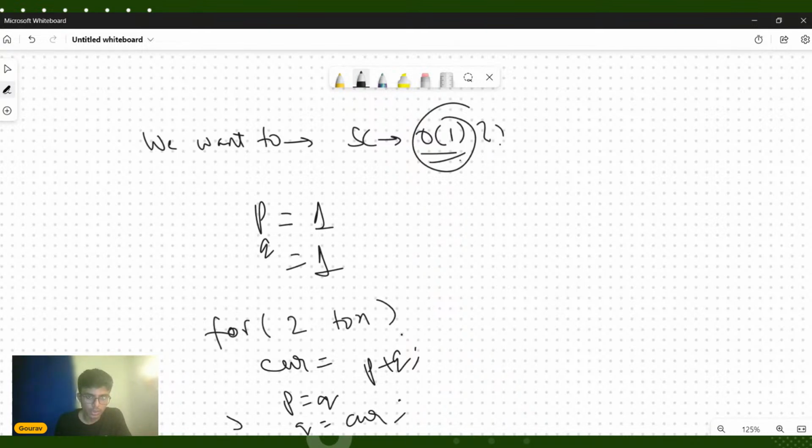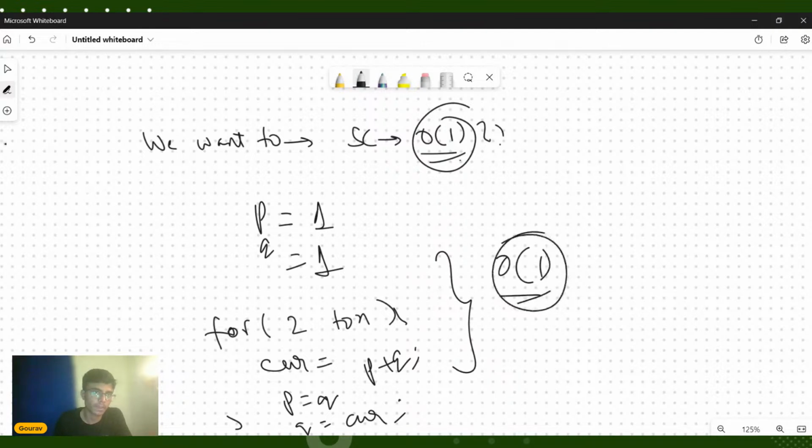So this is the optimization that we can do. This is basically constant space. Space complexity is constant. I hope you guys have understood it.